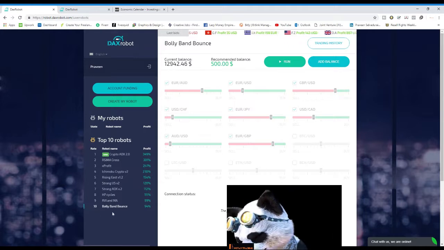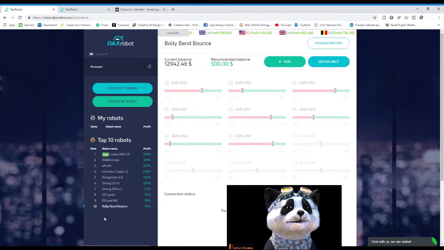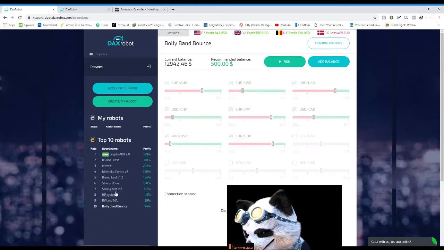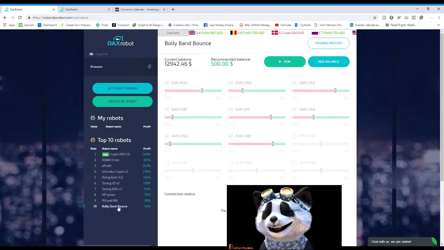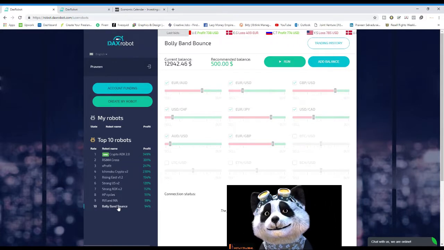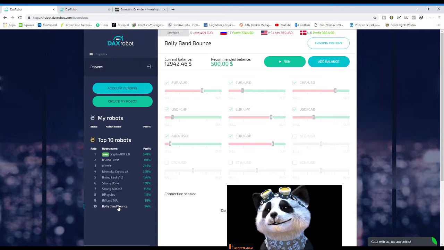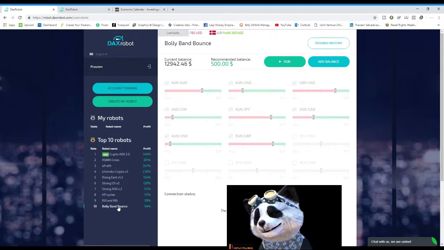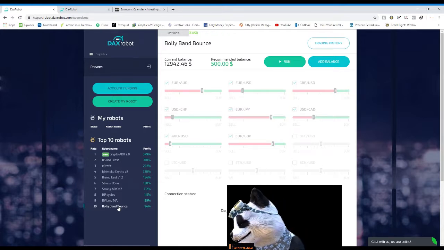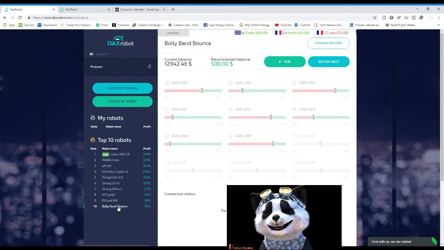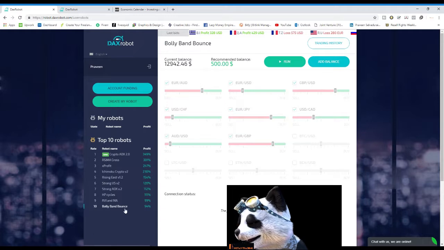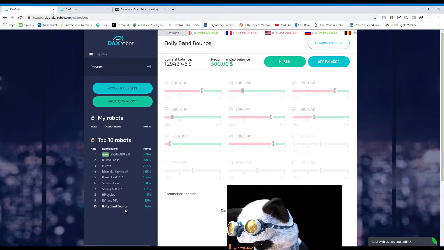And as you can see over here, the Bolly Band Bounce, yesterday when we traded, was in the 7th position, and today it is in the 10th position. This is what I meant when I told you that DAX robot is always keeping itself updated with the fundamental news as well as technical analysis. It keeps refreshing everything with the latest news. So that's why the Bolly Band Bounce has gone down to this level.